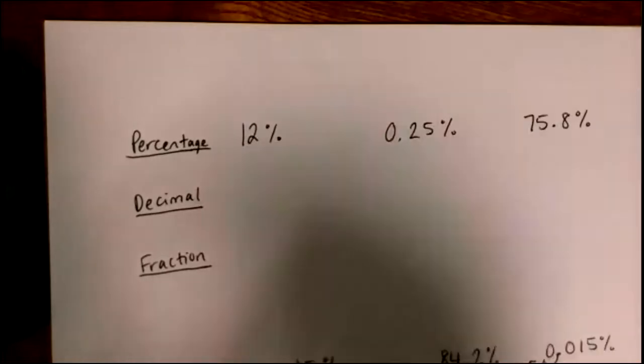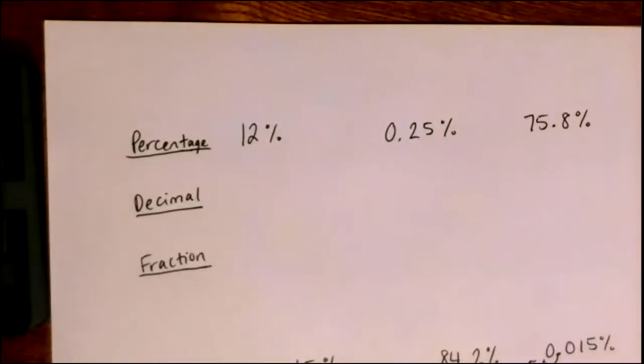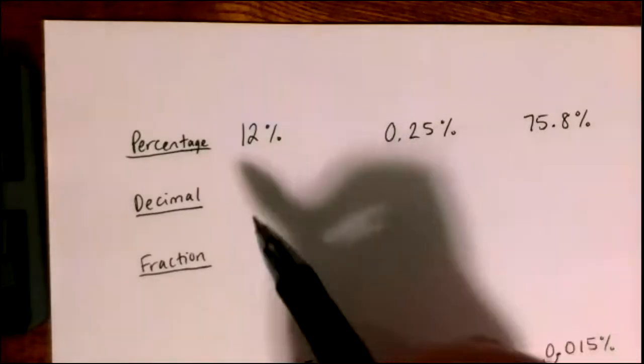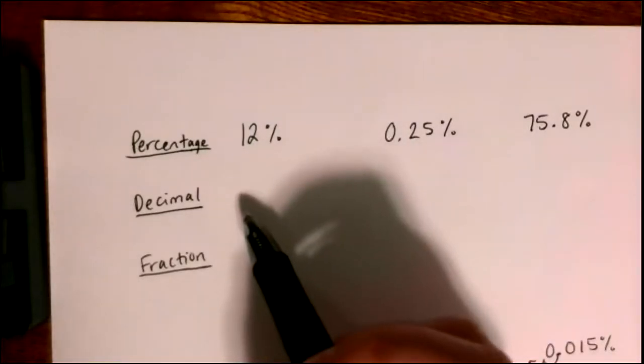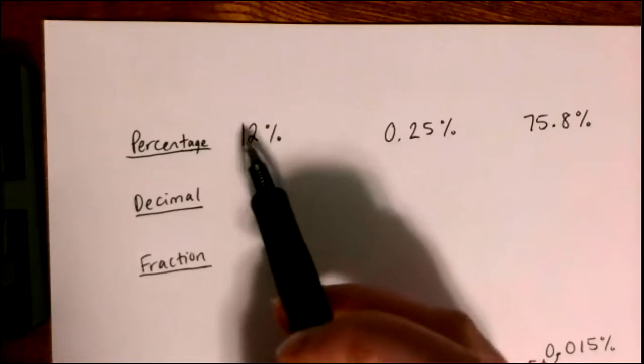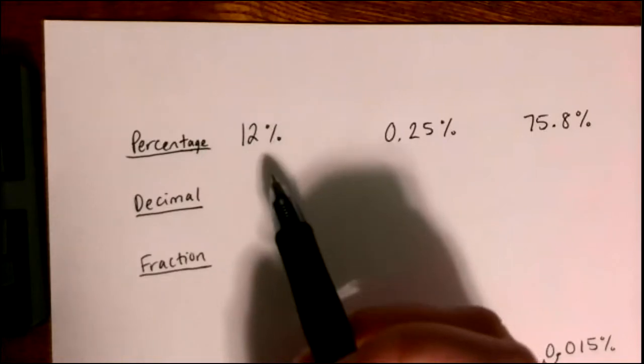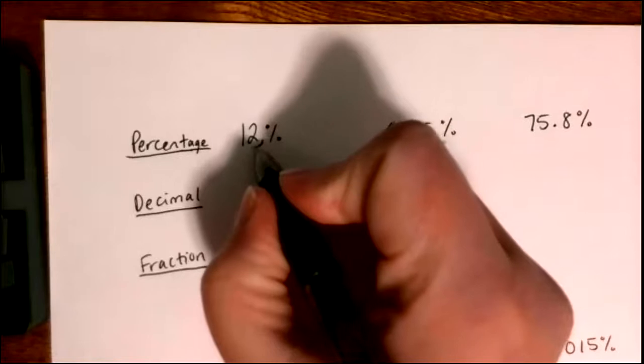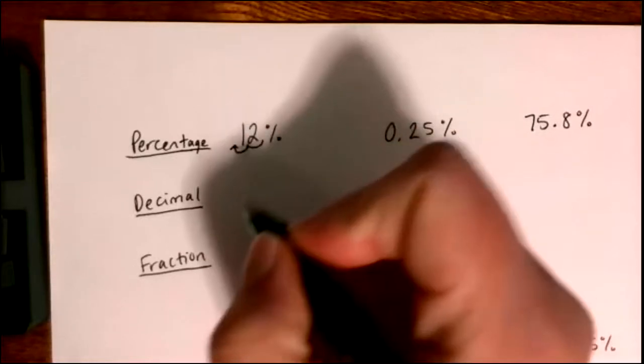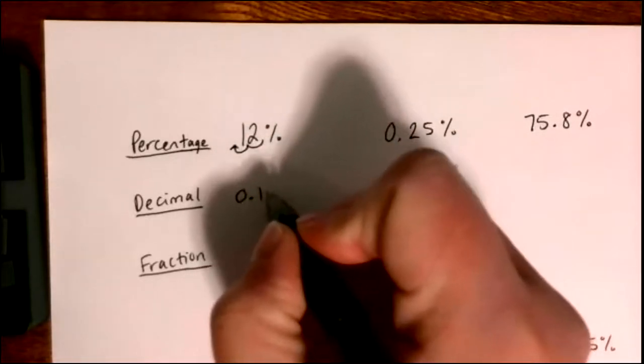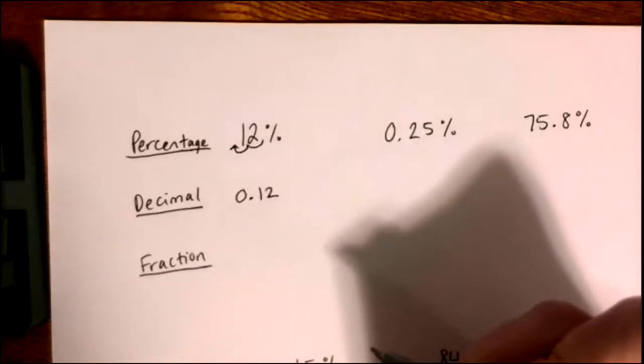So I'm just going to walk you through 3 more examples just in case you need a little bit more practice here. So let's go from a percentage directly into a decimal. So remember, percent to decimal, we divide by 100, or just move that decimal 2 places to the left. So we would have 0.12.